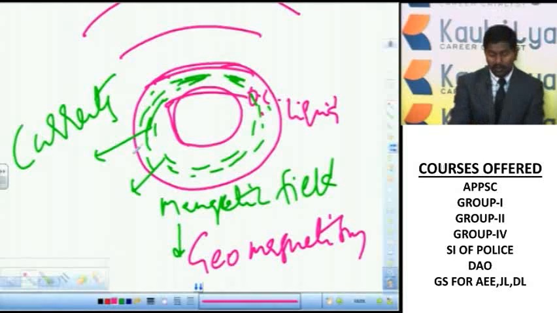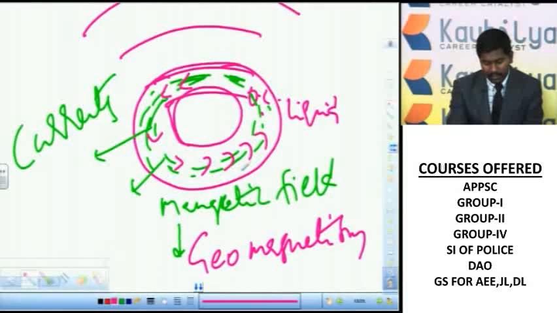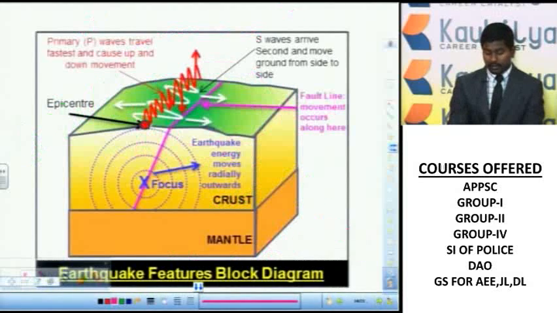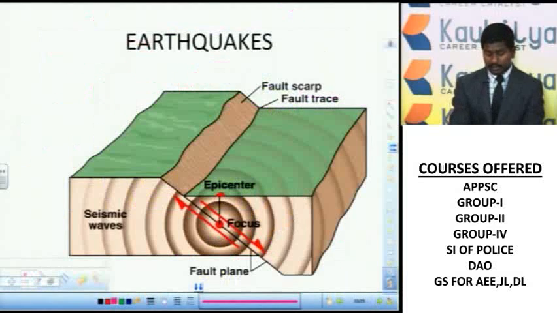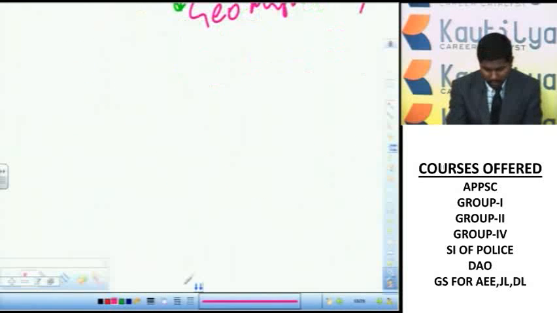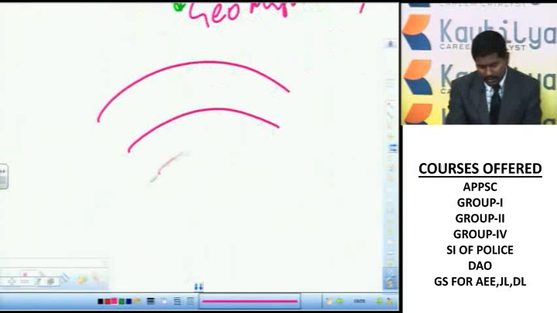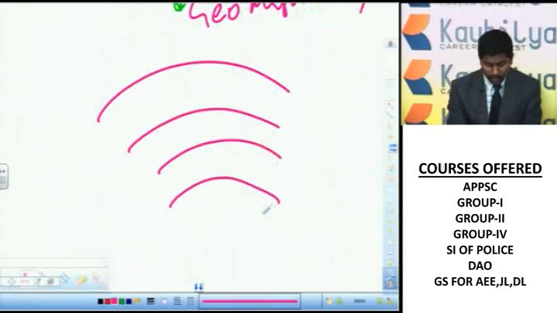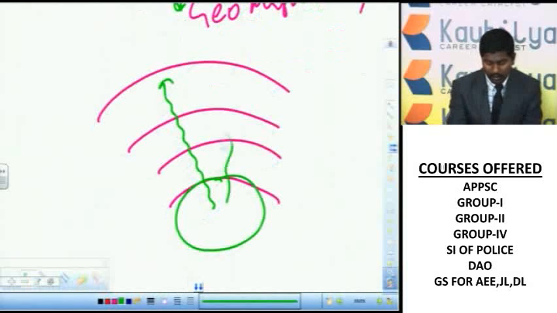Due to the flow of these currents, there is always a lot of disturbance inside the earth, and this disturbance from inside the earth reaches the earth surface. This internal disturbance in the outer core reaches the earth surface through the interior layers, in all directions.